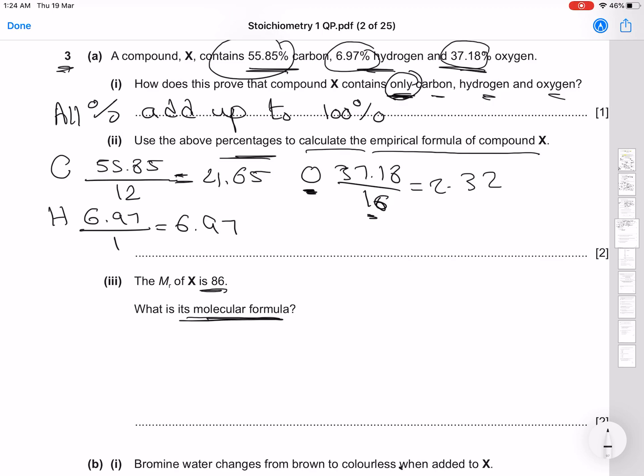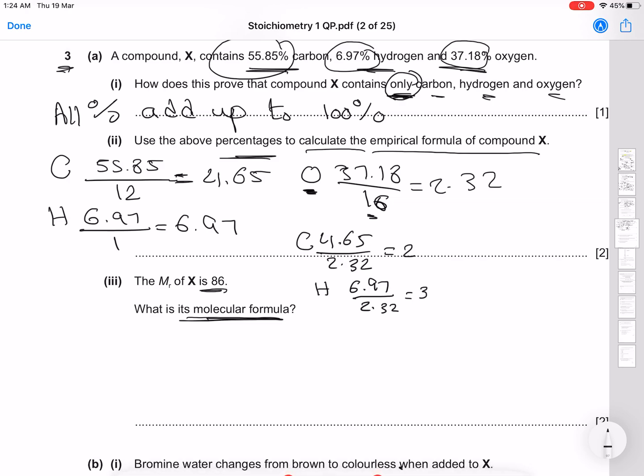Now the next step, I need to divide by the smaller ratio, right? So let's divide by the smaller number to find the ratio. I would divide for the carbon 4.65 divided by 2.32, that will give me nearly 2. And then I have my hydrogen over there. The ratio of the hydrogen 6.97 divided by 2.32, which should nearly give me 3.